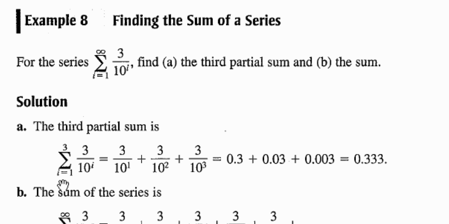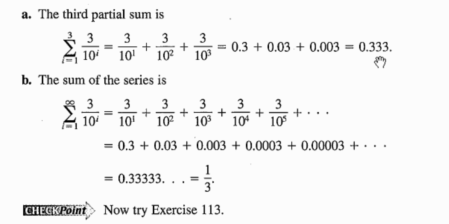So the sum where i starts at 1 to 3 of 3 over 10 to the i is 3 over 10 to the 1 plus 3 over 10 to the 2 plus 3 over 10 to the 3, which becomes 0.3 plus 0.03 plus 0.003, and that turns out to be 0.333. So that's the third partial sum.